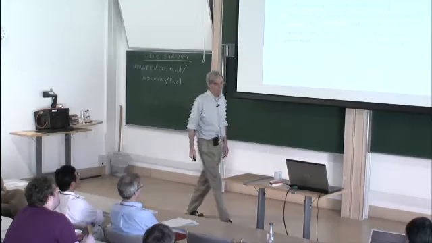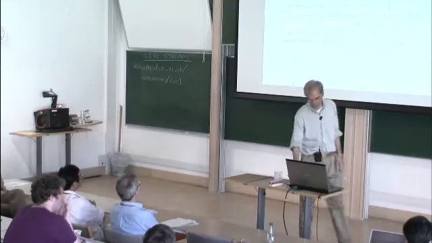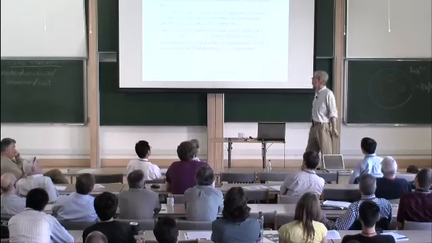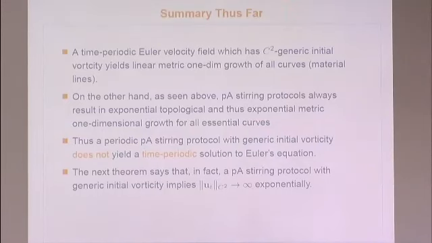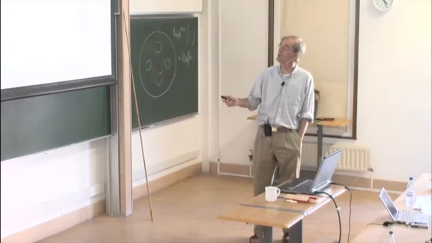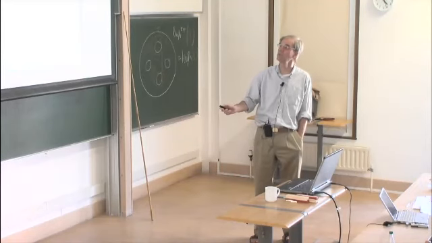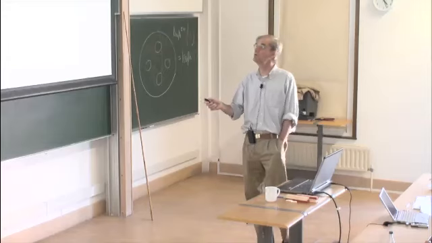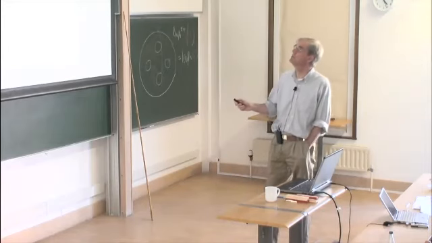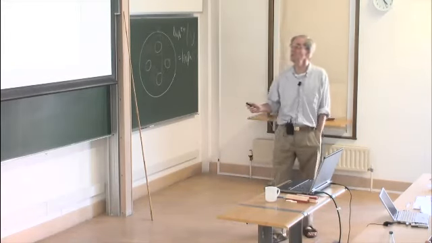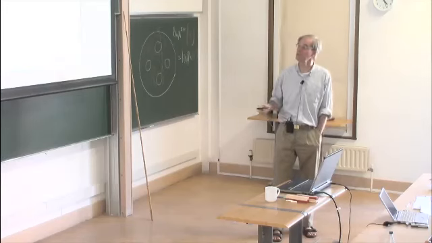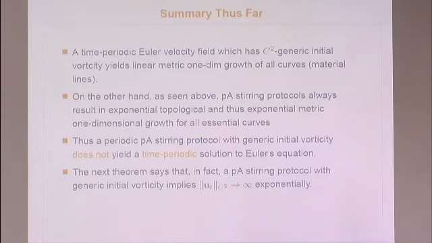All right, so let me tell you where we are so far. I have two tools that I've introduced here. One was the Thurston theorem, which tells you that in certain stirring protocols, you always have exponential growth. So you always get exponential topological growth, and therefore you always get exponential metric growth for certain curves. On the other hand, I've told you that time-periodic velocity fields with typical initial vorticity give just linear metric growth.